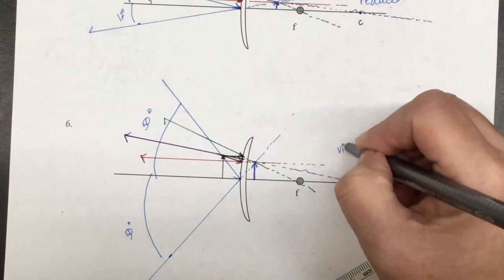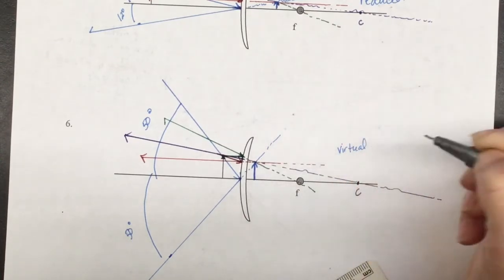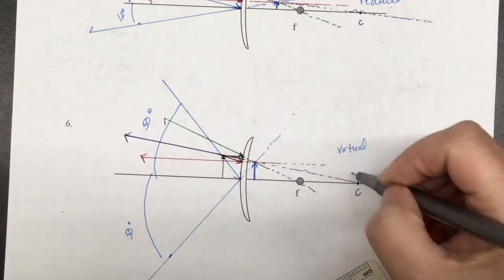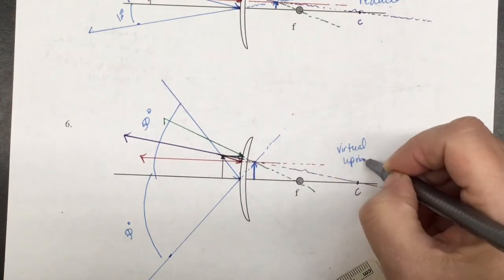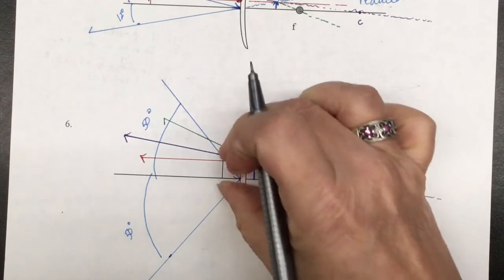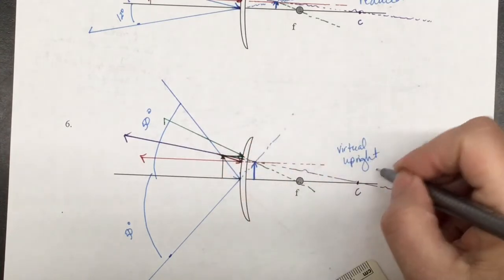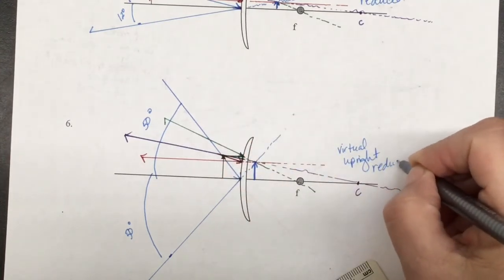And it is virtual because it's in the mirror. It's made out of fake light rays. It is upright, and it is a wee bit reduced, if you look at that. Reduced.